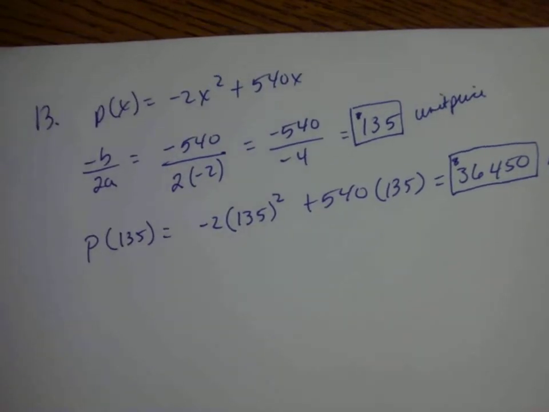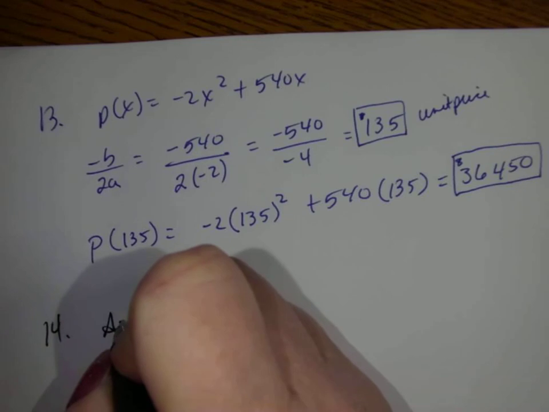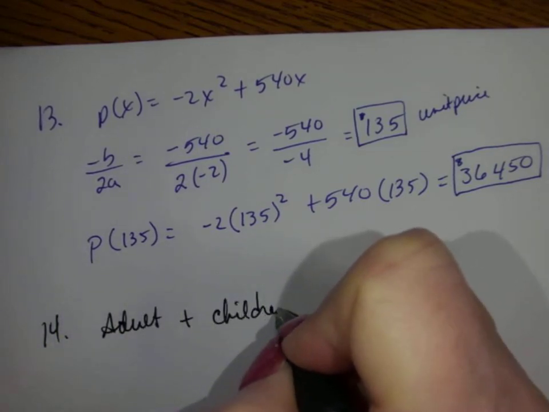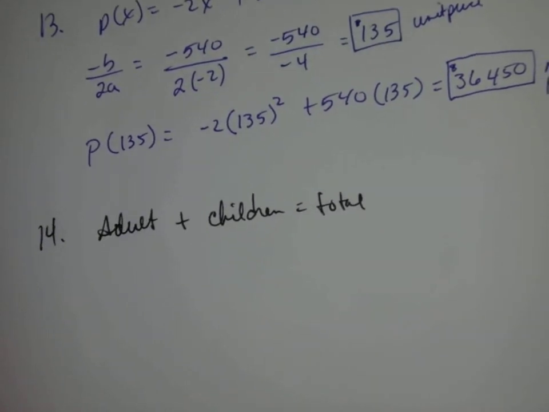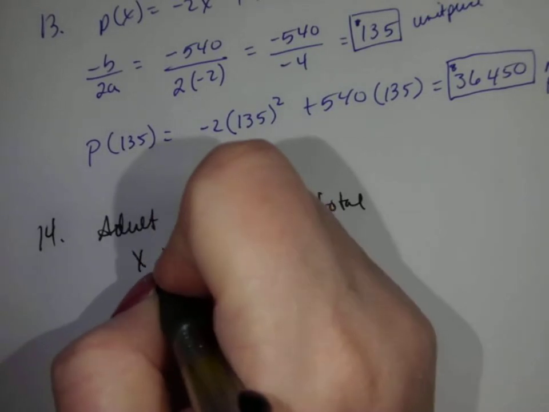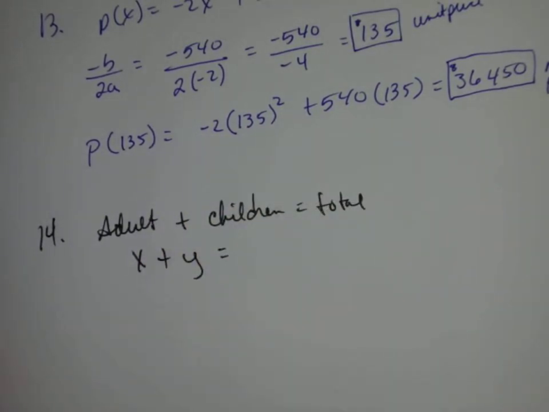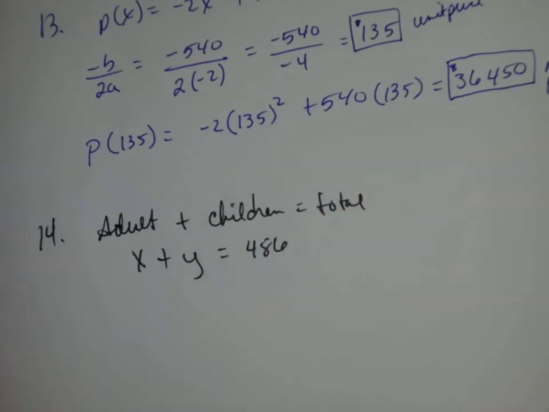Well, to do this one, you're going to take the adult plus the children will equal a total. You can pick any variable you want. Most students really like X and Y, so that's what I usually use. So we have a total of 486 tickets were sold in our problem. So our adult plus children equal 486.